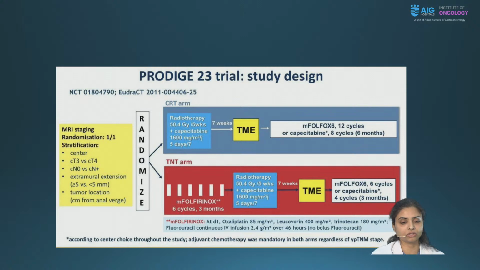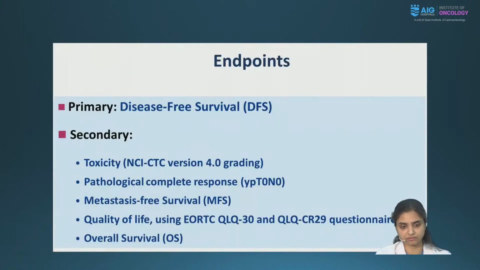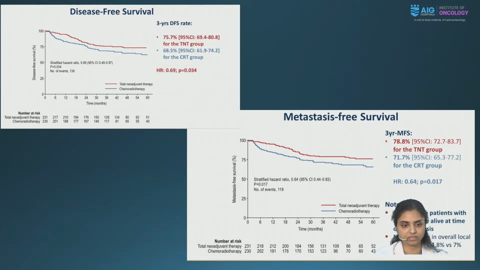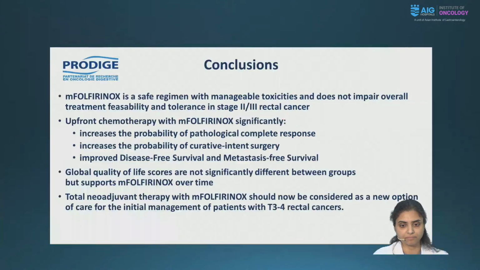Coming to the total neoadjuvant treatment arm, they have used FOLFIRINOX in the first instance, following which they have given radiation. So the radiation has gone into step 2 in this PRODIGE trial, following which the patients have undergone surgery, and after which they have continued 6 more cycles of chemotherapy. Again, the endpoints are disease-free survival and other secondary endpoints like toxicity, pathological response, and quality of life. The disease-free survival is definitely better in the total neoadjuvant arm, as well as the metastasis-free survival. To conclude, FOLFIRINOX is also a safe regimen.